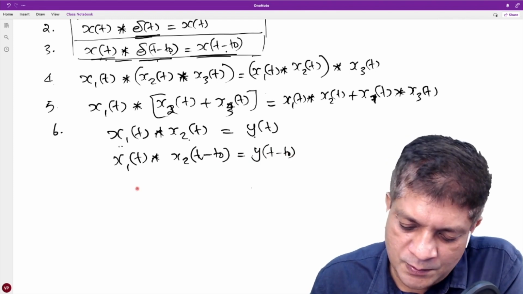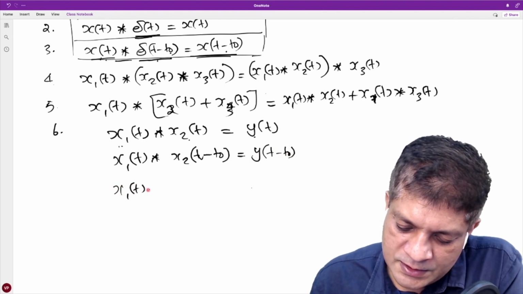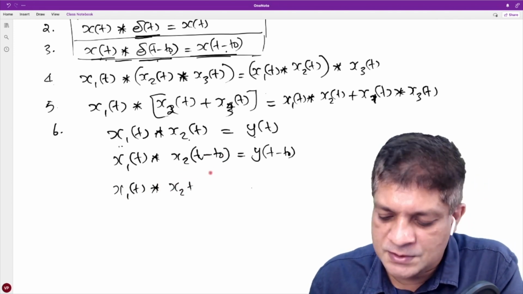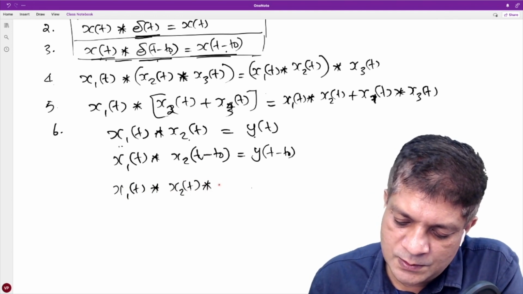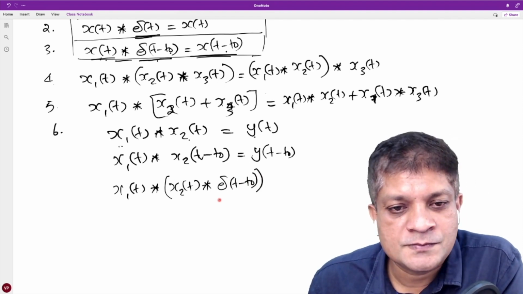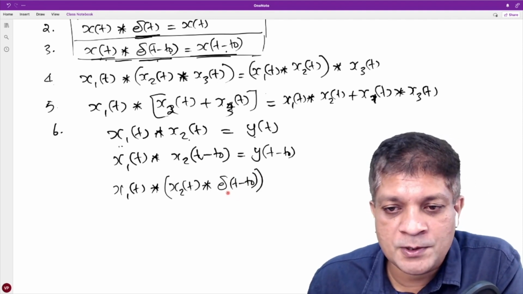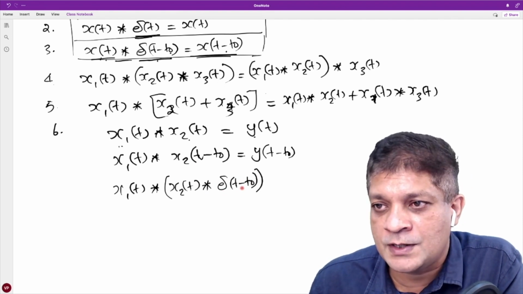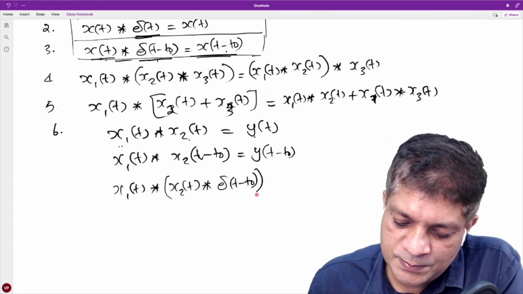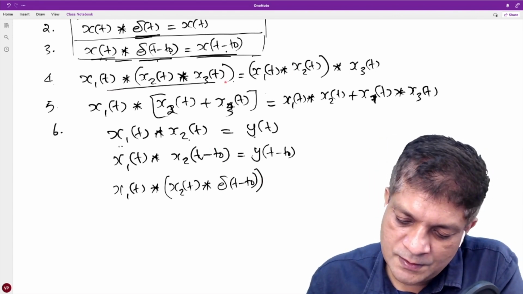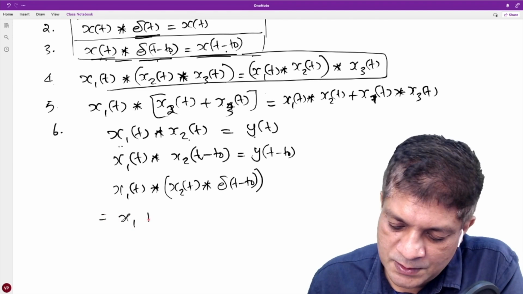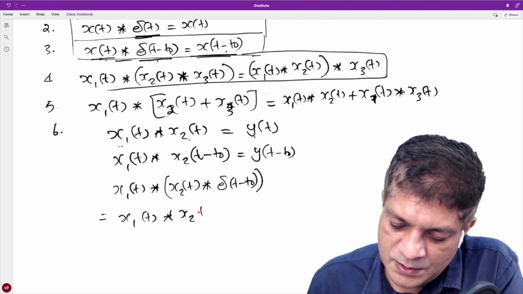It is very easy to prove. Can we write this as x1(t) convolution x2(t)? What is x2(t minus t naught)? Can we write it as x2(t) convolution delta(t minus t naught)? That is the property of the delta function. If we convolve with a delayed delta function, the signal will be delayed by that amount. Now we can use which property? We can use the associative property. This is the same as x1(t) convolution x2(t).